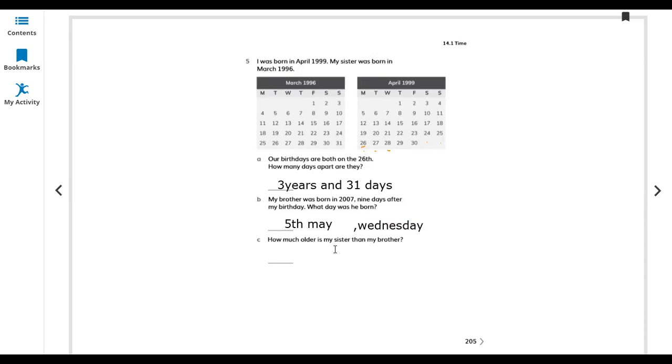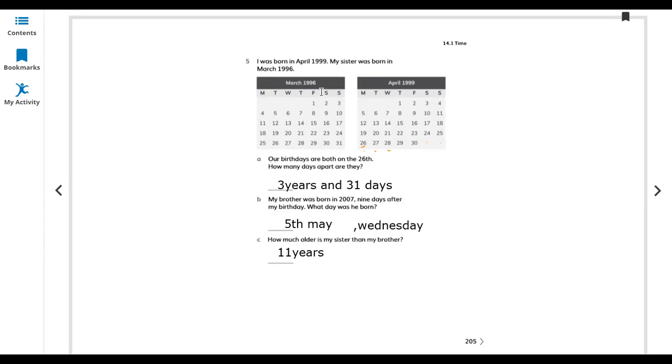How much older is my sister than my brother? Sister was born in 1996. 1996 plus 10, 2006 plus 1, 2007. After 96, 97, 98, 99, 2000, 2001, 2, 3, 4, 5, 6, 7, 11 years. So she's 11 years older.